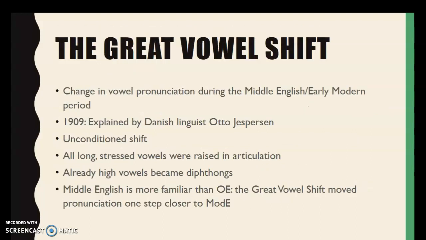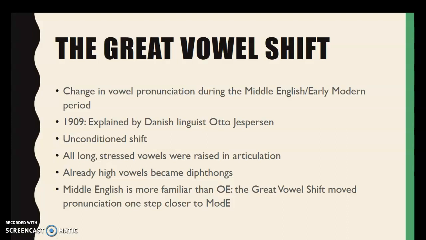Let's switch gears again and talk about the Great Vowel Shift. This was an important change in the English language that made Middle English and early modern English start to sound closer to modern English. When we talk about the Great Vowel Shift, we're talking about a change in the way people pronounce vowels during the Middle English and early modern period. In 1909, Otto Jespersen described the shift, but we're still searching for an explanation.